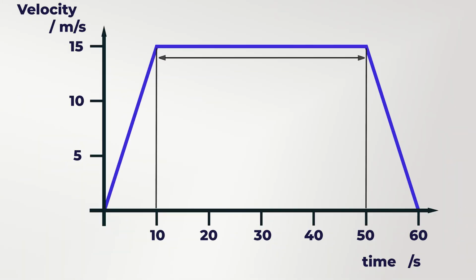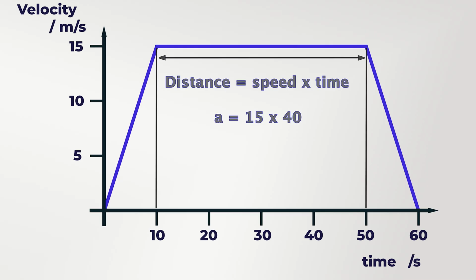So how far does our car travel during the journey? Well, let's take a look at the middle 40 seconds first, where it travels at 15 meters per second. Distance is speed times time. So we take our speed of 15 times our time of 40 seconds and we get 600 meters.